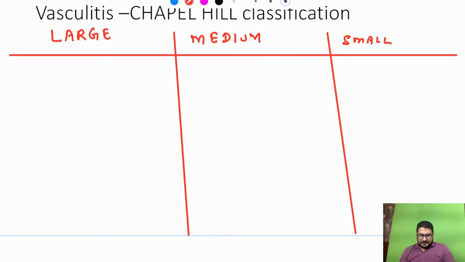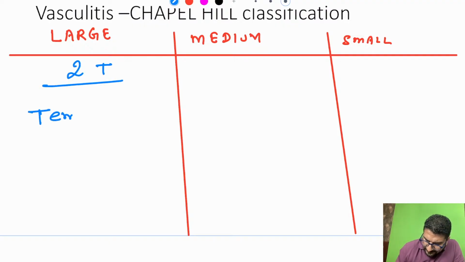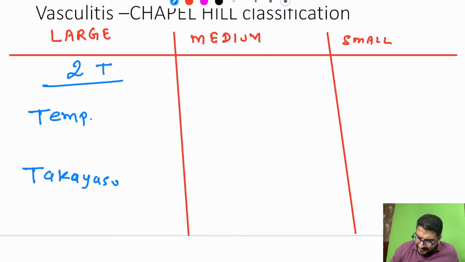So understand this thing. Large vessel you can remember by a mnemonic, 2T. 2T means temporal arteritis and Takayasu arteritis. Medium you can remember by the mnemonic Pandit Kawasaki bike. So medium you can remember by mnemonic Pandit Kawasaki bike.